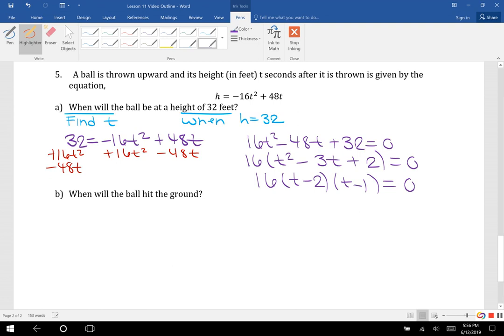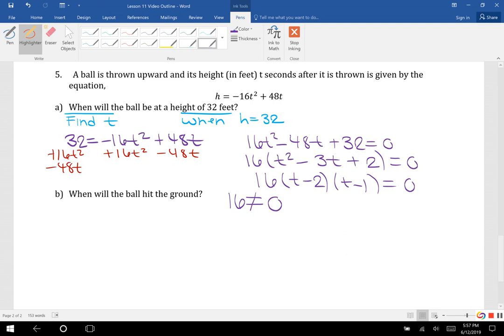And so now I'm going to set the factors equal to 0. That GCF 16 cannot equal 0. There's no t in the GCF. So in this case, the GCF doesn't give us a solution. 16 will never equal 0.